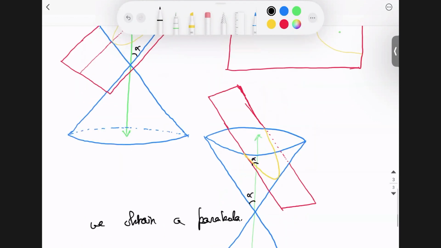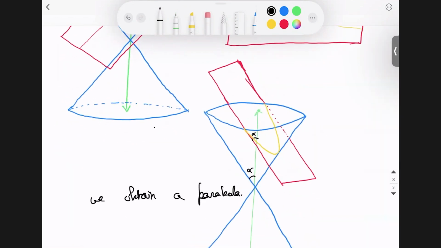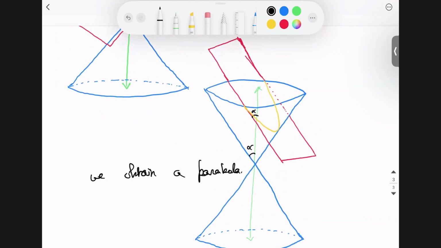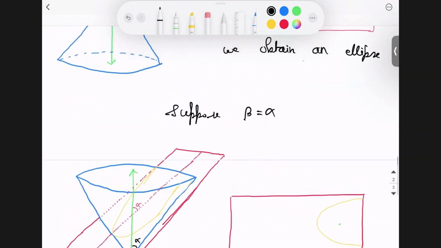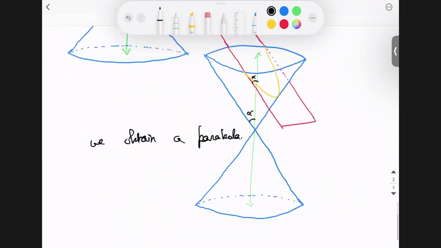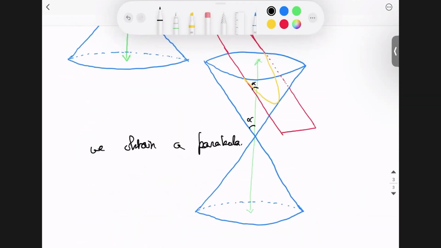Now from here, you can ask one question: is it possible that this plane cuts both the conic sections, since it is a double-napped conic? So it may happen that this plane cuts like this, that it cuts both the conics. Up to beta equals alpha, up to when beta is between 90 degrees and alpha, the plane couldn't cut both the conic sections together. At most they can touch, and that will give only a straight line.